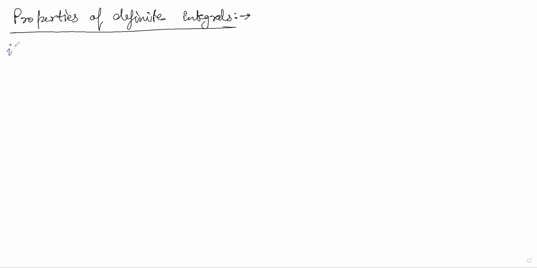Property one: let's say you are solving a function f(x) under the limits a to b. Now, if you change your variable, that does not change the integration. It is the integral of f(t) dt from a to b.